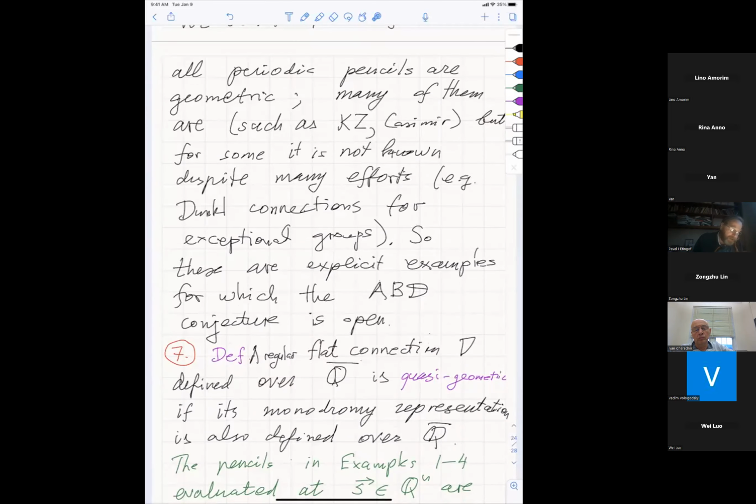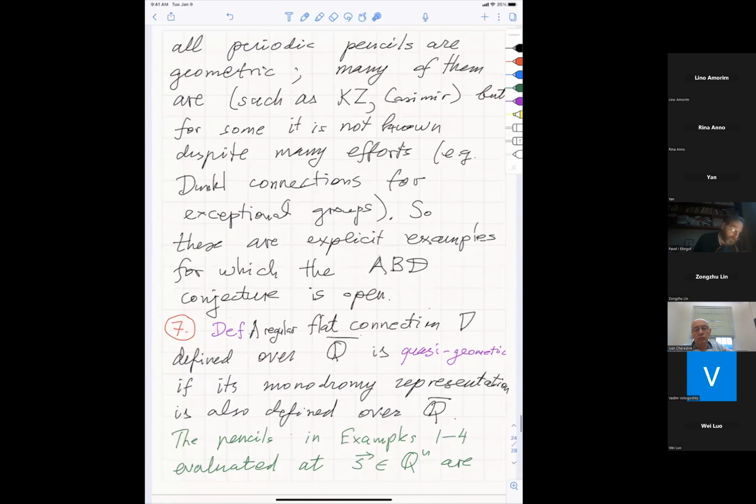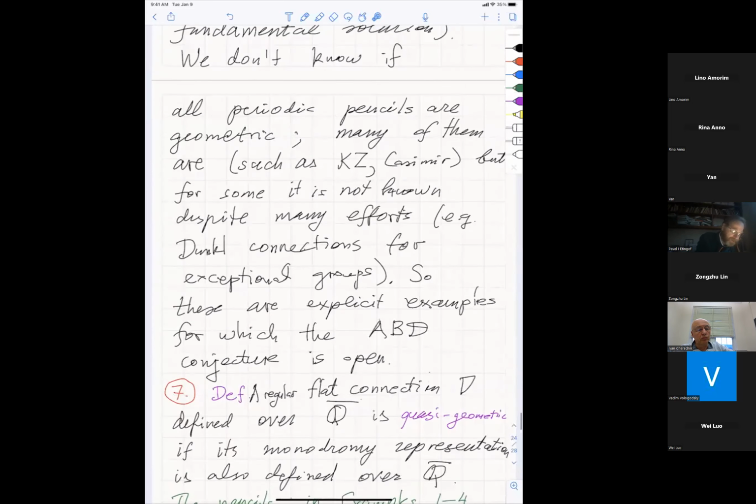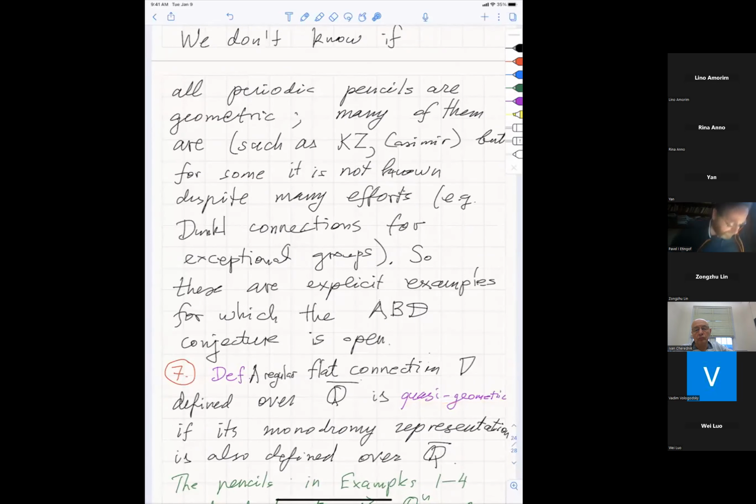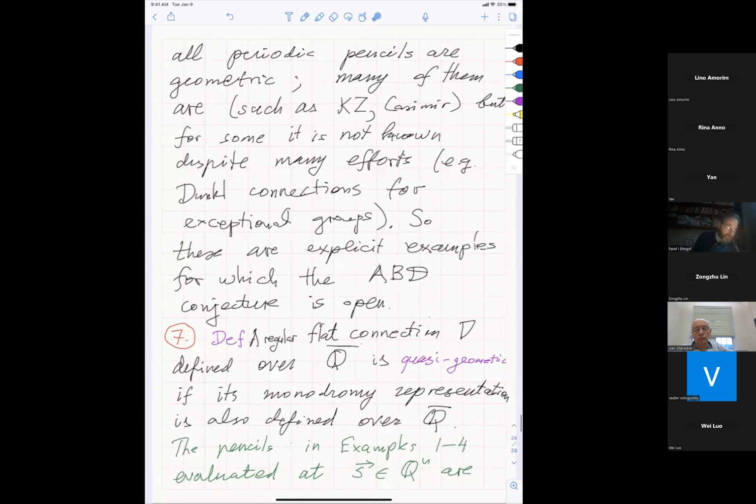Okay, and finally, the last part of the talk, I want to talk about quasi-geometric connections. A quasi-geometric connection is a more general notion which is easier to define. It doesn't refer to any geometry, but it postulates a property that geometric connections do have. The definition is that a regular flat connection defined over Q bar is quasi-geometric if its monodromy representation is also defined over Q bar. So it is defined over Q bar both in the de Rham and in the Betti realization.